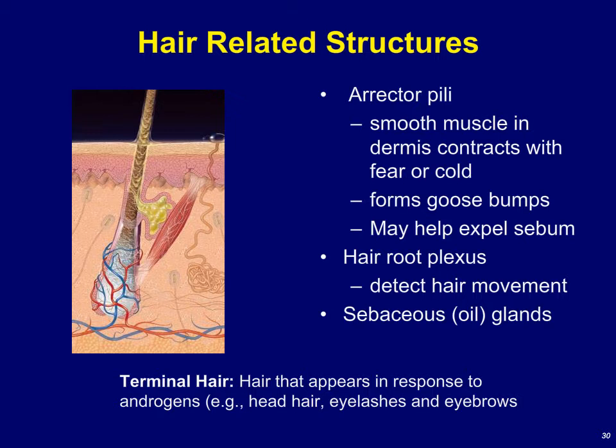Now, one thing I should point out before we move on is that there's two different types of hair. Vellus hair is the very soft, downy hair that you have when you're born, and many females also continue to have vellus hair as adults, whereas terminal hair is a hair that becomes coarser and darker in response to hormones, usually androgens.